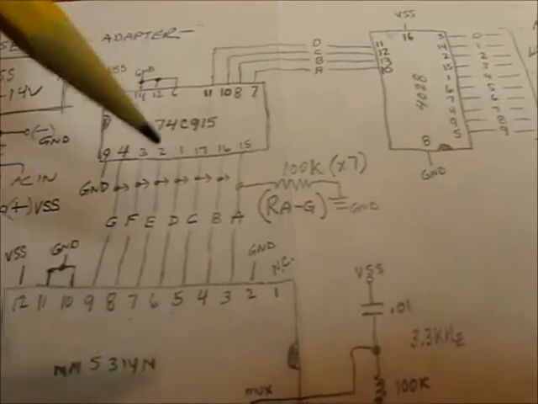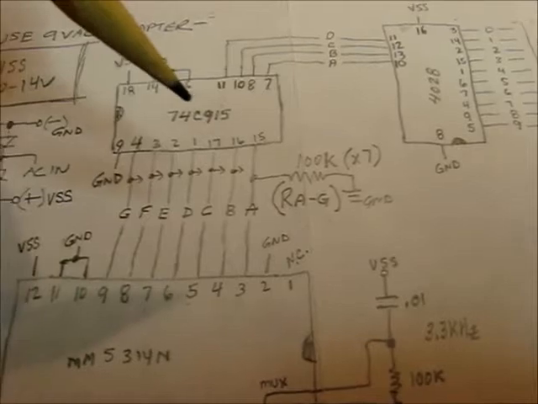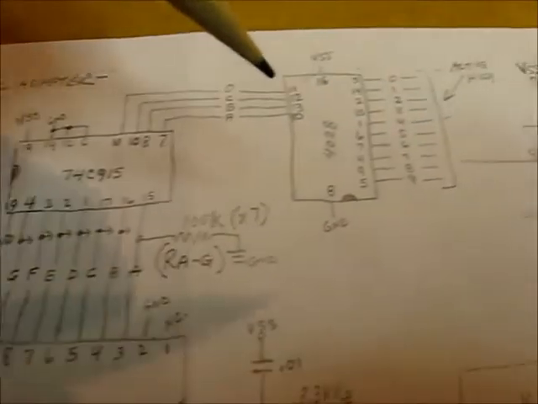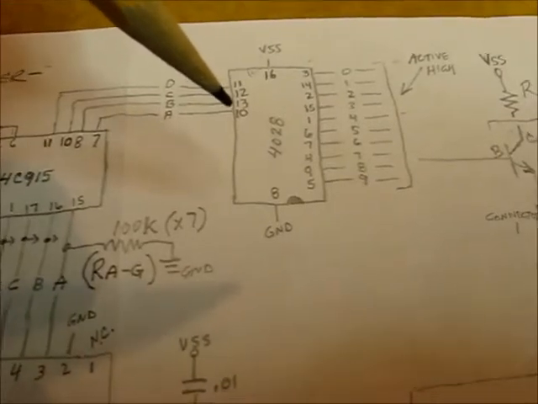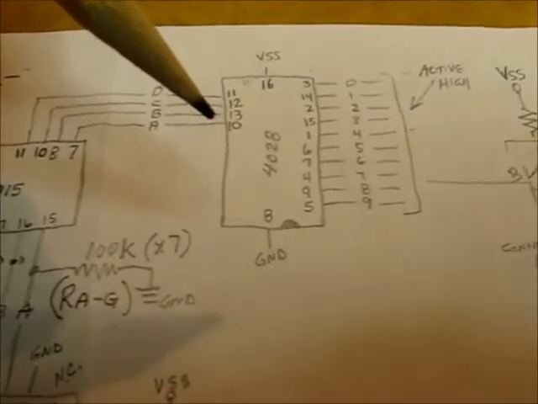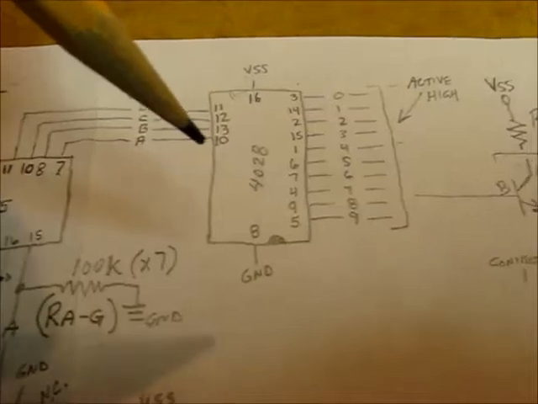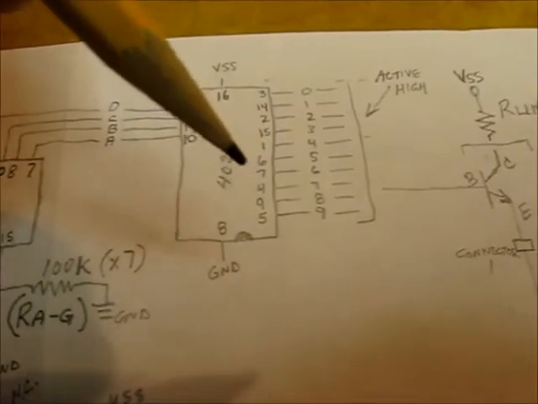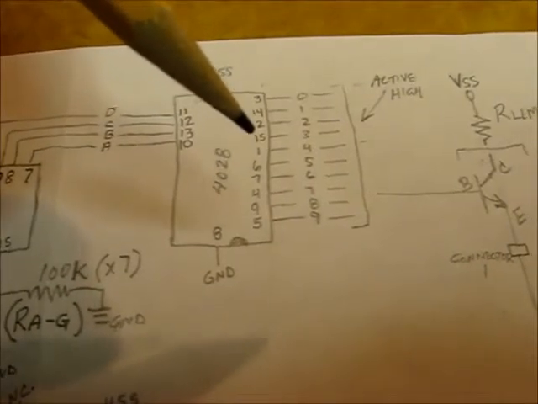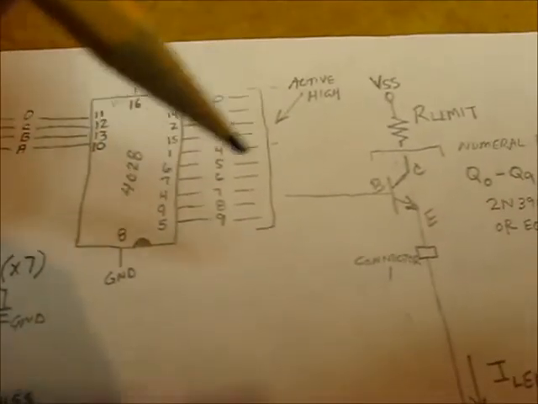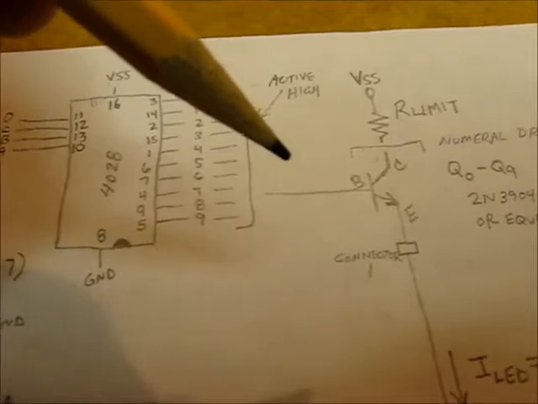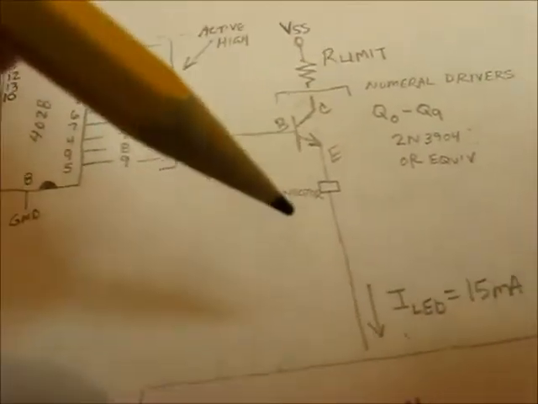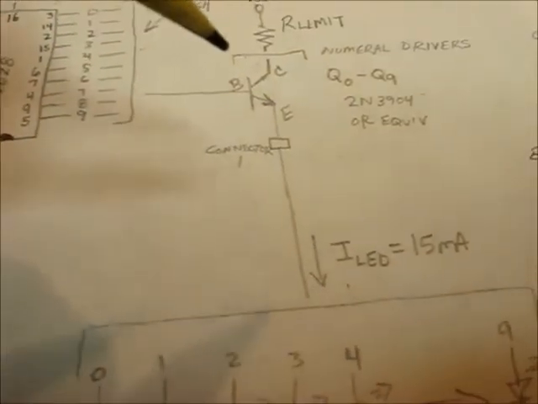So, 7 segment here, the 74C915 converts to BCD, and then we're going to feed that into a 4028. Okay, that's a BCD to 1 out of 10 decoder. From there, you have outputs, feed them into transistors, of which I don't exactly know if this is going to work yet, but this is my idea here.